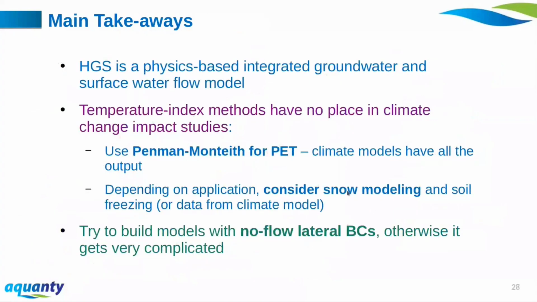Main takeaways here: don't use temperature index models. The gold standard for PET is Penman-Monteith. You can calculate Penman-Monteith from climate model output. At least use something like Priestley-Taylor. Consider snow and snow modeling. You may have to do snow modeling offline. If your hydrological model only has a temperature index model, I would recommend doing snow modeling offline with a physics-based model. And for lateral boundary conditions, best is to just have no flow if you can justify it.